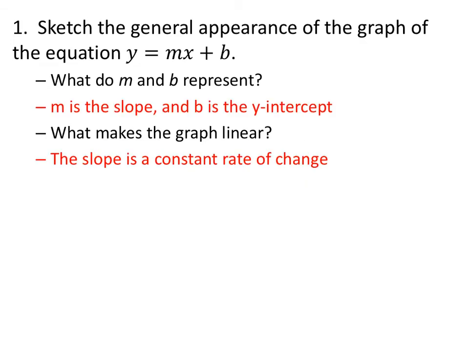Then what do m and b represent? m is the slope and b is the y-intercept. Then what makes this graph linear? The slope is a constant rate of change. Now we should have already known that, so you may want to take a moment and write those down.